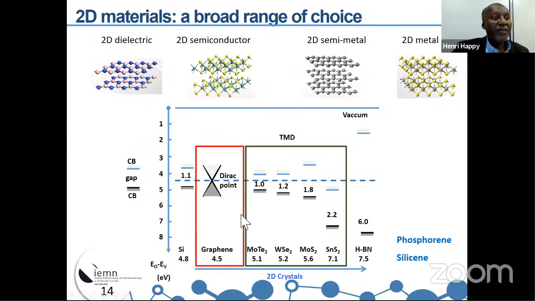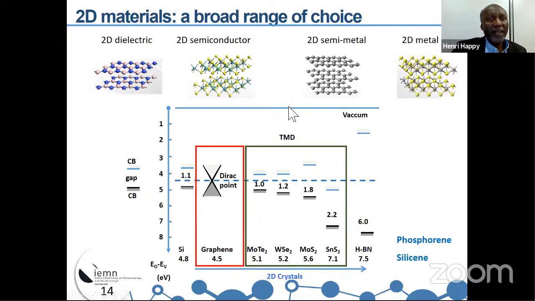But if we consider other materials like MoS2, it is a semiconducting 2D material because we have a gap. And if we take a material like boron nitride, it is a dielectric material. That means that you don't have any transport in this material.